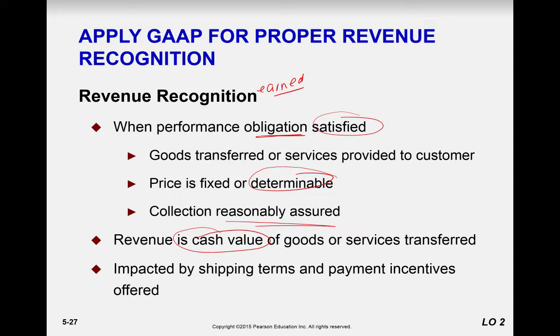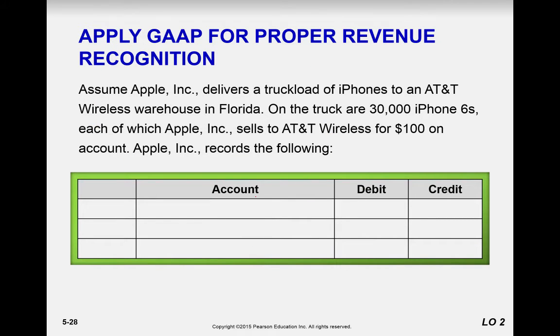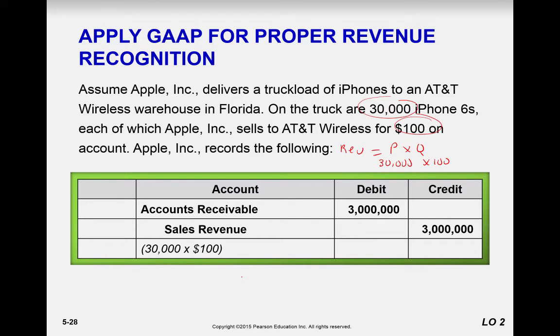Now, the issue that comes into play here is our shipping terms. Let's assume that we deliver a truckload of phones to AT&T Wireless. On the truck there are 30,000 phones and we're selling them for $100. In your Excel, you should have revenue equals price times quantity, so our 30,000 times our price of 100 gives us $3 million. And so that's accounts receivable and sales revenue.